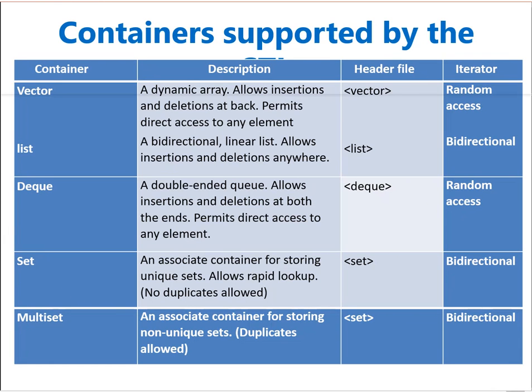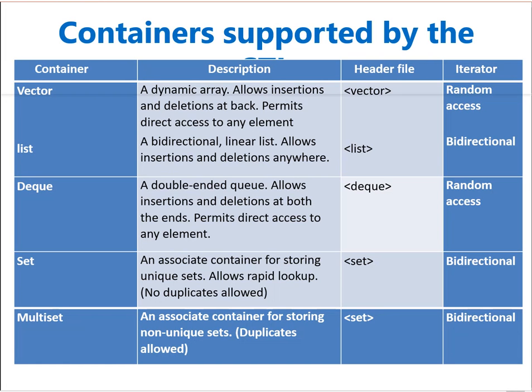In detail, of all these container examples, vector, as we know, is a dynamic array that allows insertion and deletion at the back and permits direct access to any element. All functionality of the vector container is defined in the vector.h header file, and for manipulation of data we use the random access iterator.